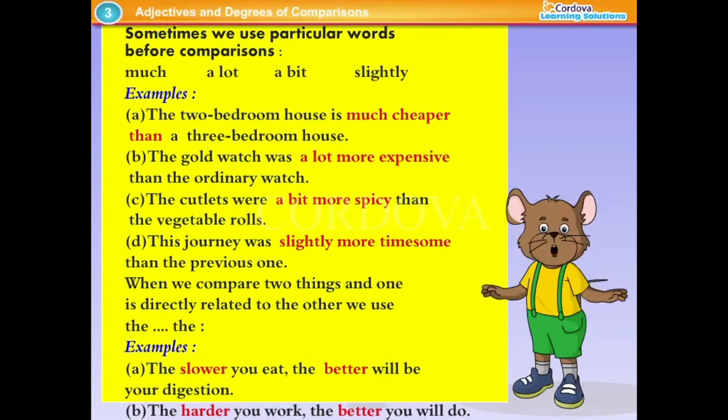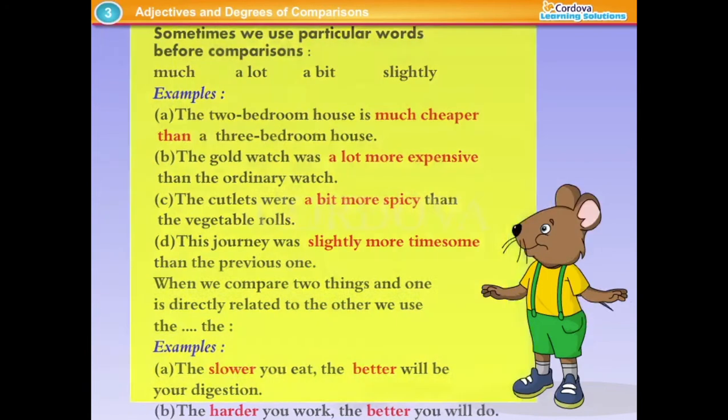Examples: The 2-bedroom house is much cheaper than a 3-bedroom house. The gold watch was a lot more expensive than the ordinary watch. The cutlets were a bit more spicy than the vegetable rolls. This journey was slightly more tiresome than the previous one. When we compare two things and one is directly related to the other, we use the. Examples: The slower you eat, the better will be your digestion. The harder you work, the better you will do.